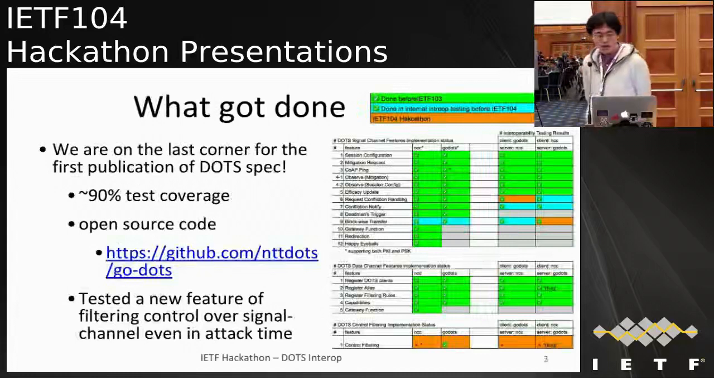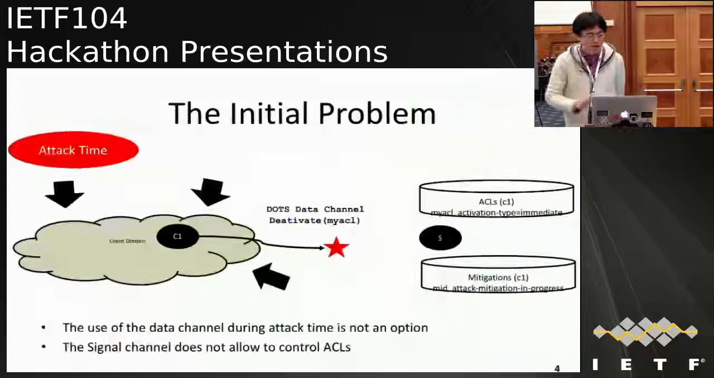Here's what we got done. Here's a matrix of the results of interoperability testing. We have over 90% of test coverage. Also, you may notice that orange cells are what we did in this hackathon. We tested new features of filtering control of a signal channel, even at attack time.